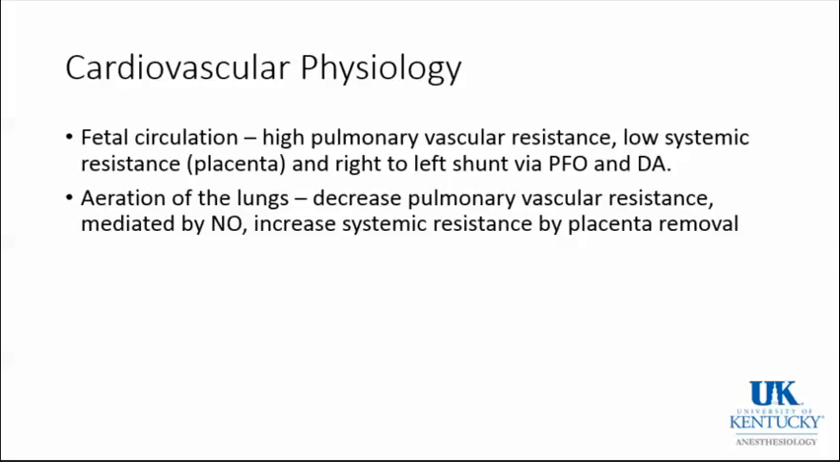To sum it up, fetal or intrauterine circulation has a high pulmonary vascular resistance, low systemic resistance, and there's a lot of shunting right to left, especially in the ductus arteriosus and the foramen ovale. Once there's aeration of the lungs after birth, this pulmonary vascular resistance goes down. It's usually mediated by nitric oxide. And there's increase in systemic vascular resistance, reversal of shunts, and decrease in pulmonary vascular resistance.